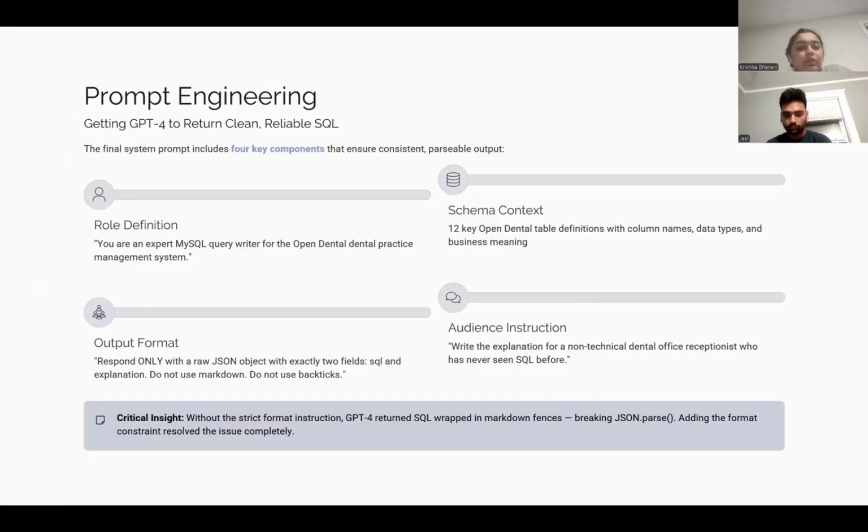Then we also used prompt engineering. One important part of this project was this. We carefully designed the prompt to ensure ChatGPT returns clean and usable SQL in JSON format. Without restrictive instructions, the outputs were inconsistent. This shows that prompt design is just as important as coding.